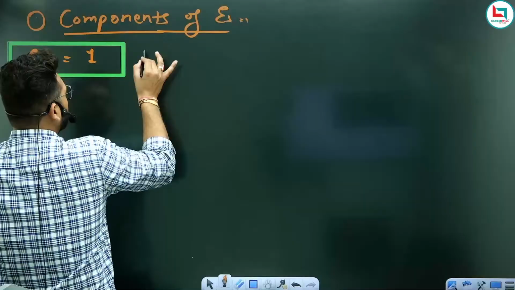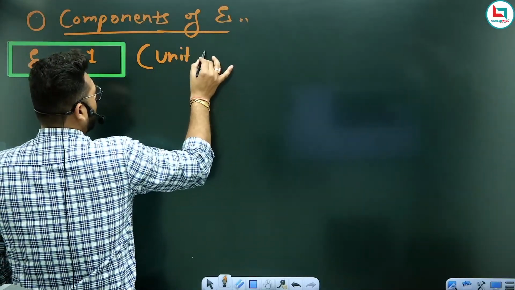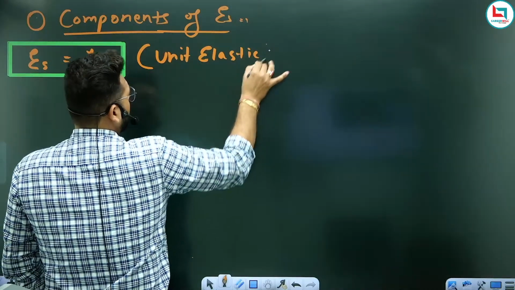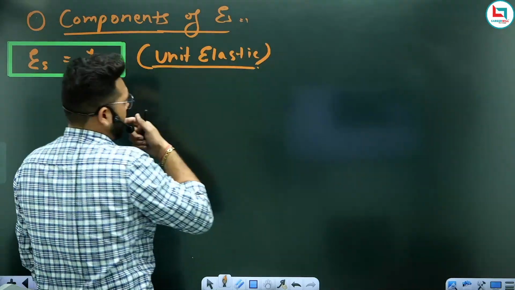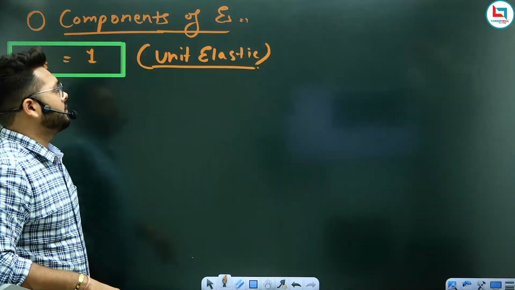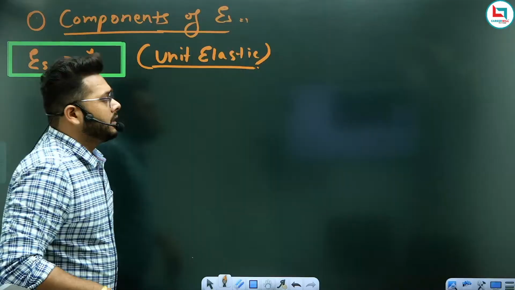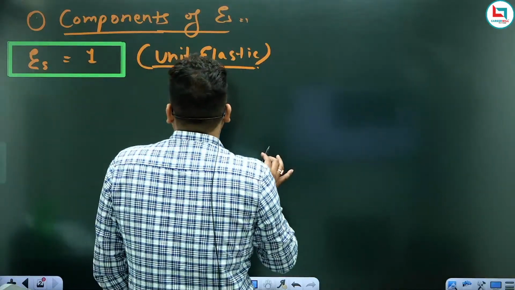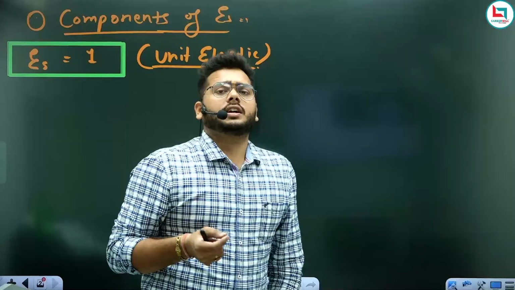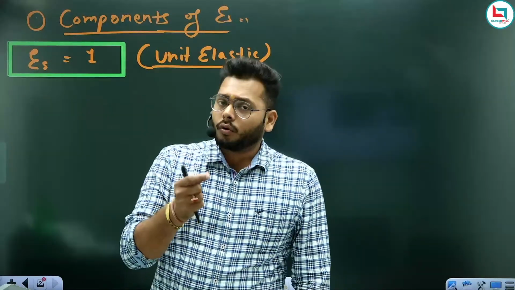As you all know, the name of this component is what? Unit elastic. What do you mean to say? This unit elastic means what? When there is an equal change in the percentage of price and percentage of quantity supplied.